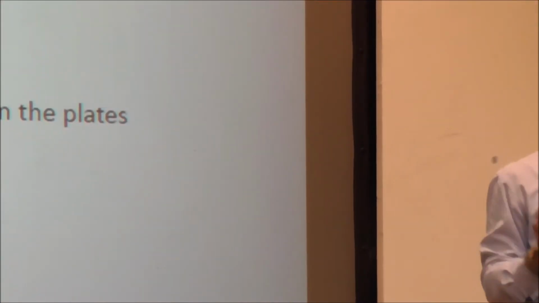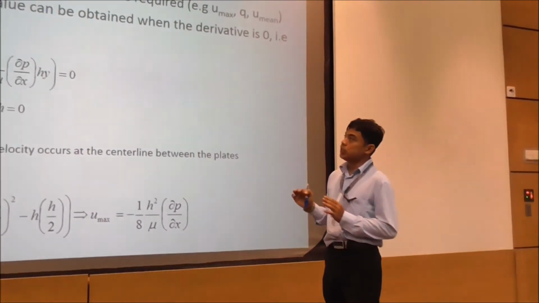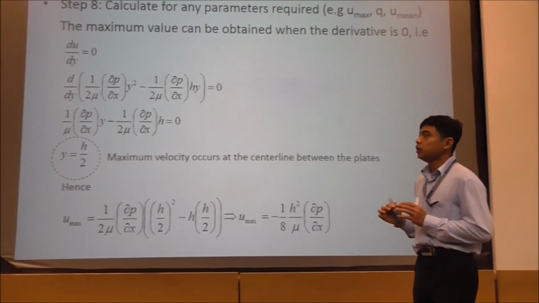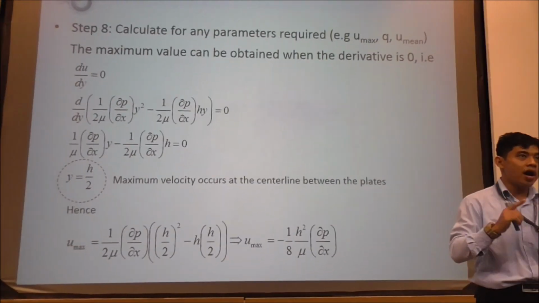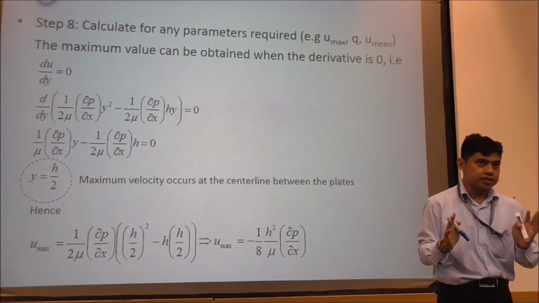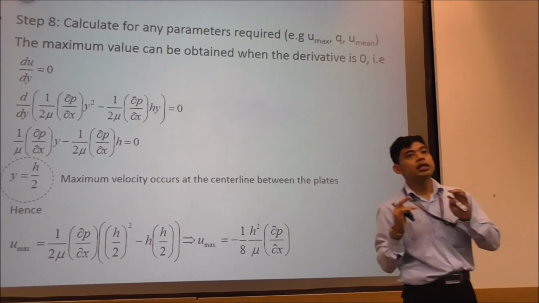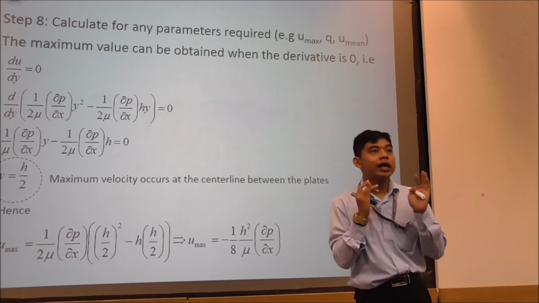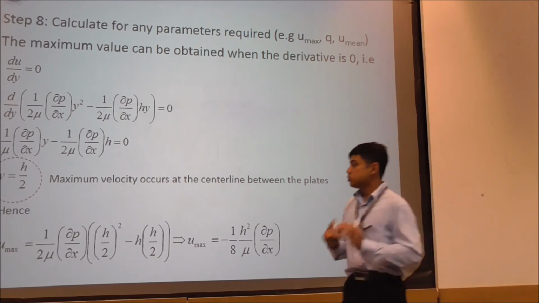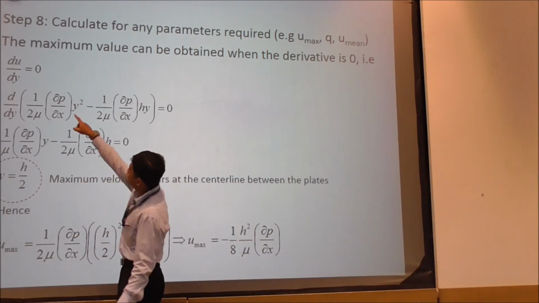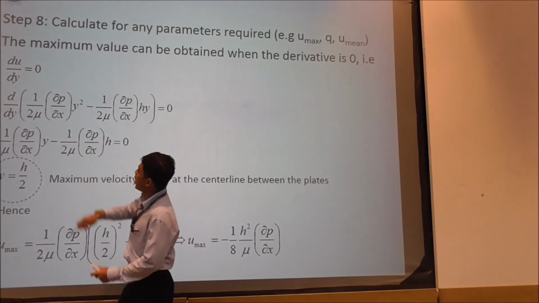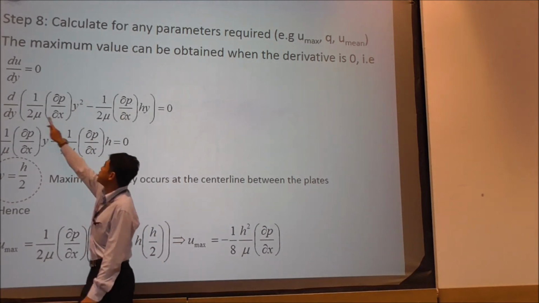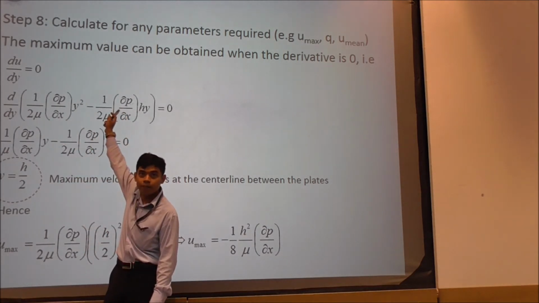Okay? And remember, when you are dealing with the maximum velocity, when you do du dy equal to 0 or du dx equal to 0, it will not give you the velocity. It will give you the location. So, you do du dx or du dy in this case. This is your equation, right? This is your u profile.